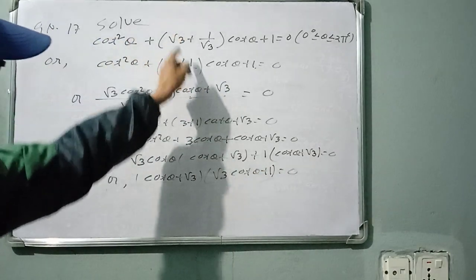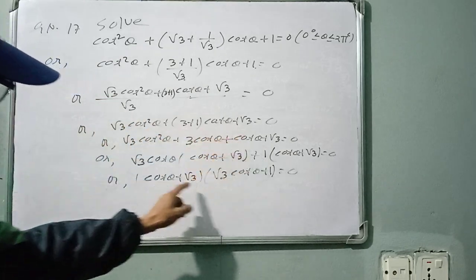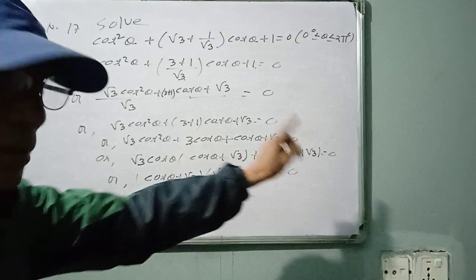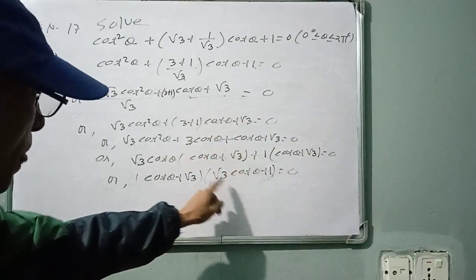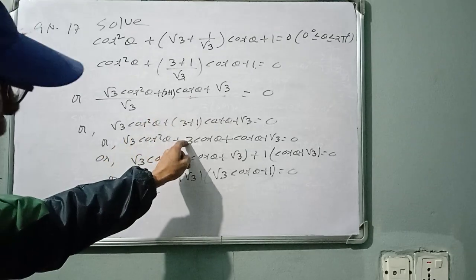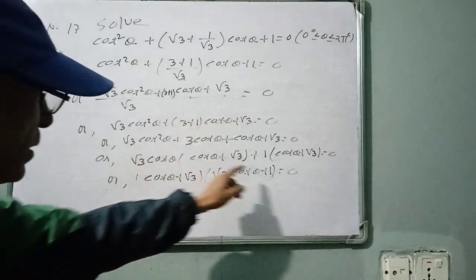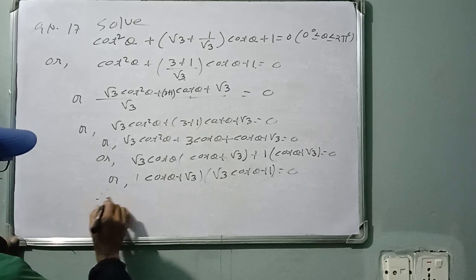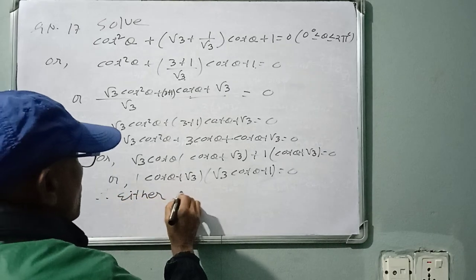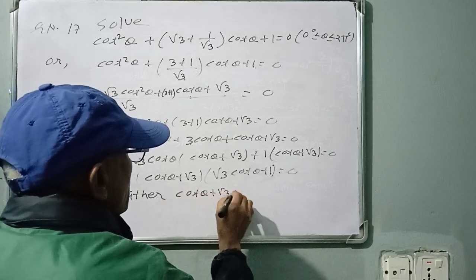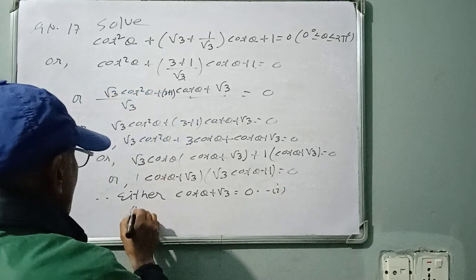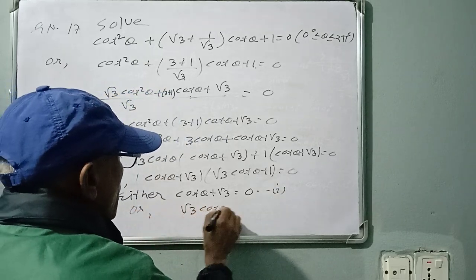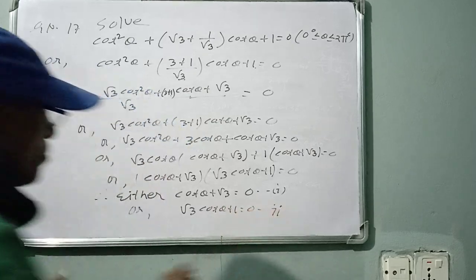First you have to take LCM, cross multiply, do mid-term factorization: root 3 into root 3, 3; 3 into 1, 3; 3 plus 1, 4. Sum is 4 and product is 3. Root 3 into root 3, 3; 3 plus 1, 4; 3 into 1, 3. Now either or, take 2, make 2 equations. Therefore, either cot theta plus root 3 equals 0, equation number 1, or root 3 cot theta plus 1 equals 0, equation number 2.